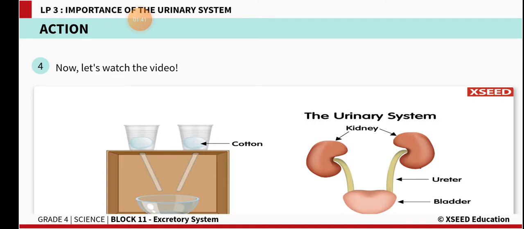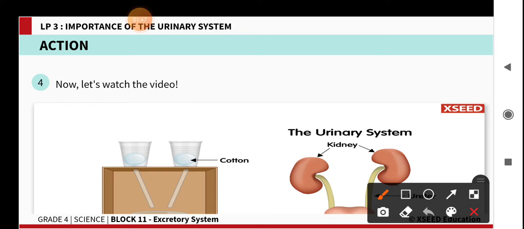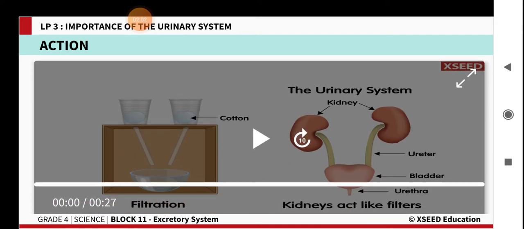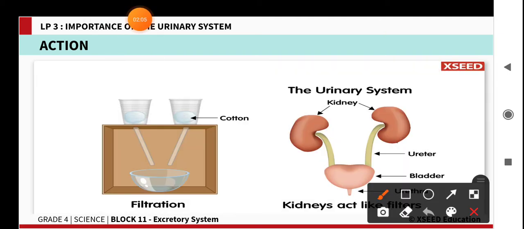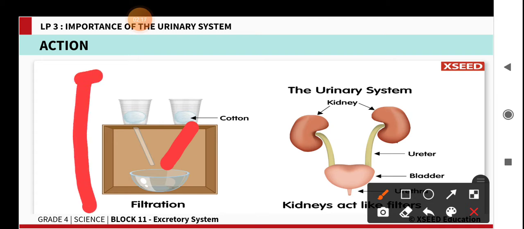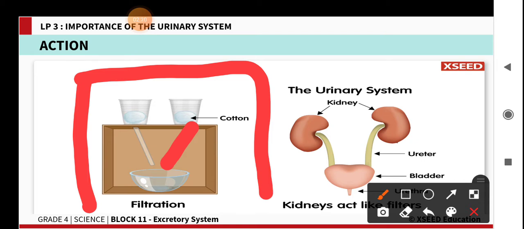Have you arranged it? Your two plastic glasses should be arranged like this, with one cotton ball inside each plastic glass, and these two glasses should be connected with straws. The two straws should be connected to the plastic glasses, and below the straws a big bowl is to be arranged. You need to make the whole experiment setup to understand the function of your urinary system.